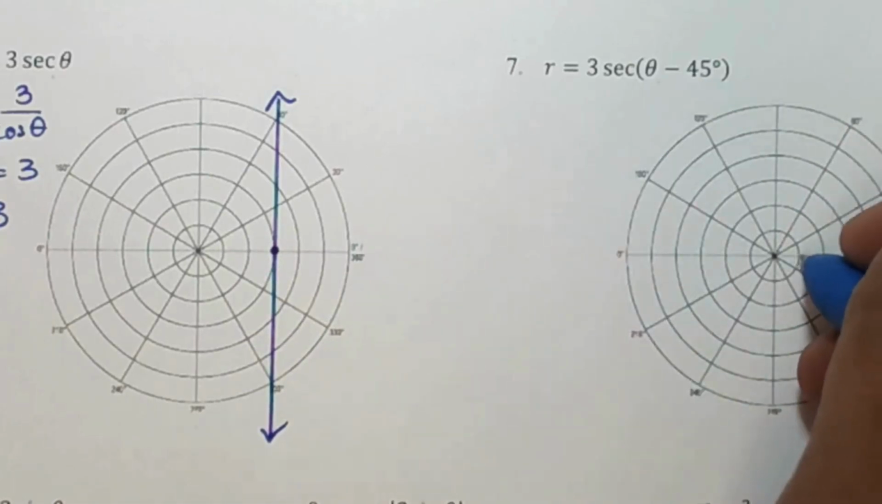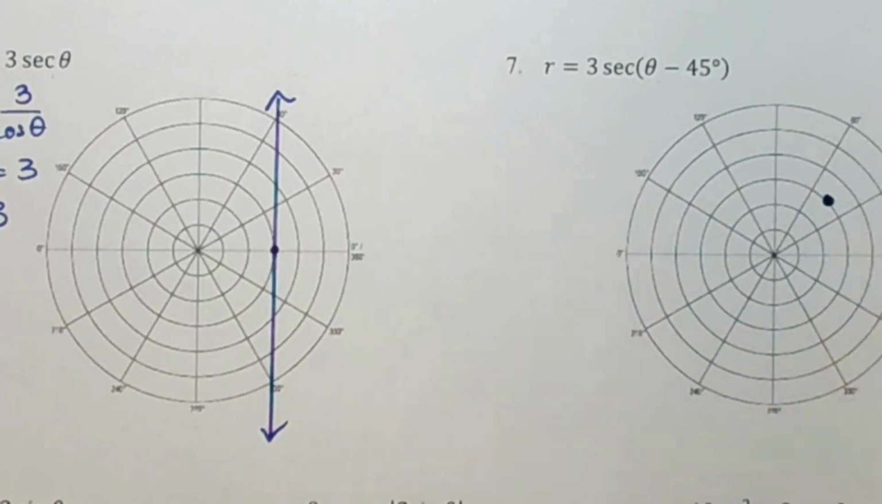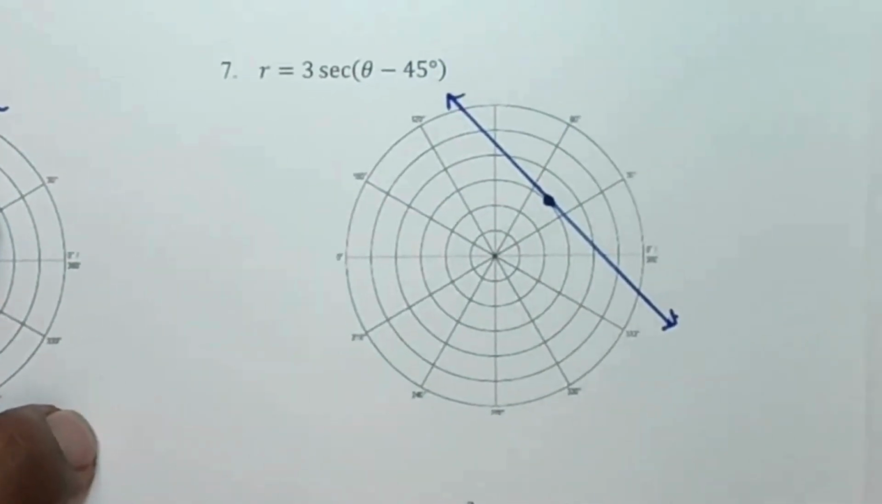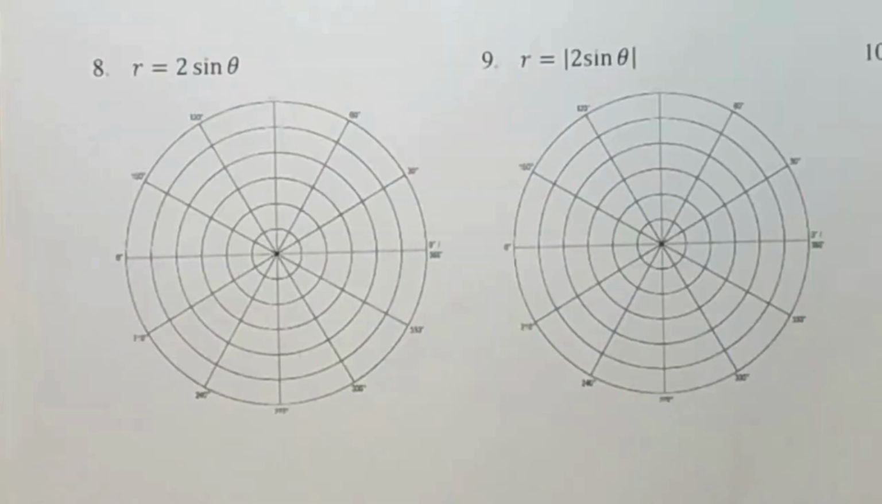So that point on the circle 3 gets rotated to 45 degrees, and then we need to make sure that it's completely tangent to the circle, which means that it should only hit that circle at one point. All right, so what about this next one?